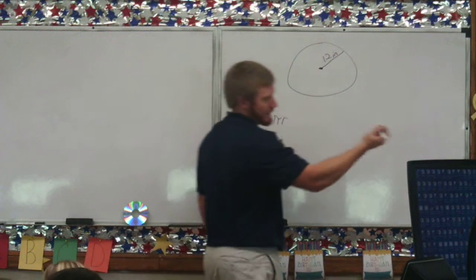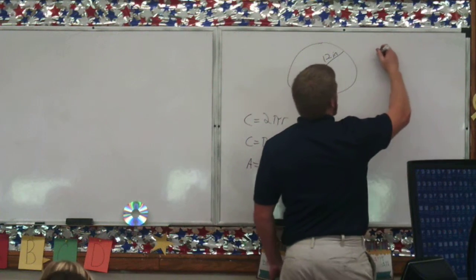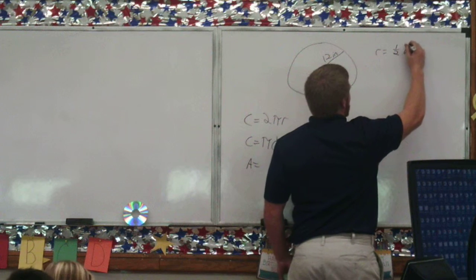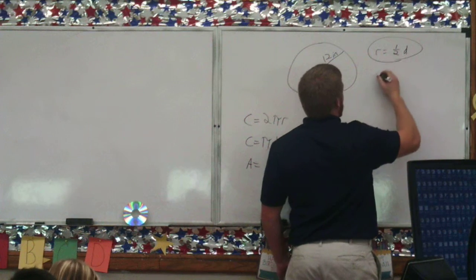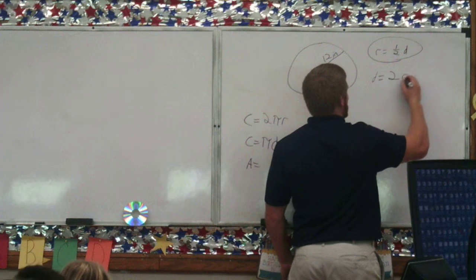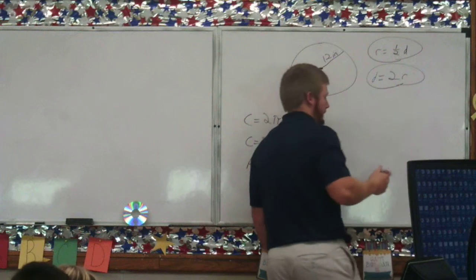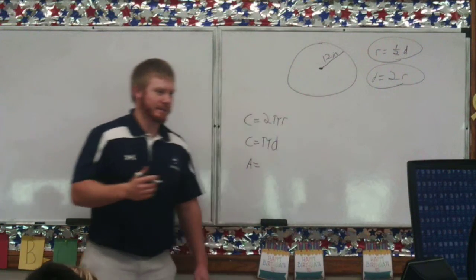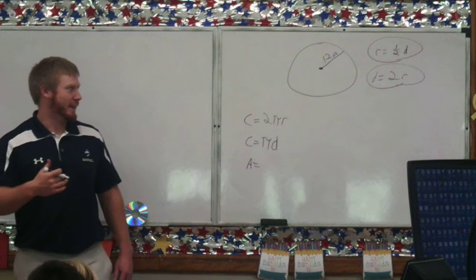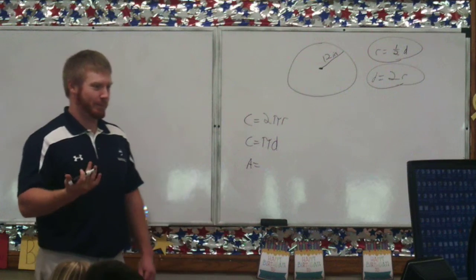Everybody, write this at the top of your page too. R equals 1/2 d and d equals 2r. Does that make sense? Because twice the radius gives you the diameter, and half the diameter gives you the radius, right?